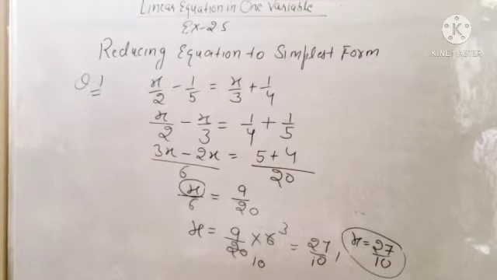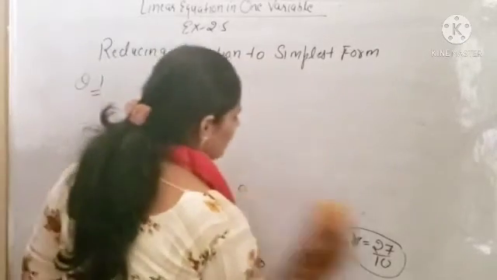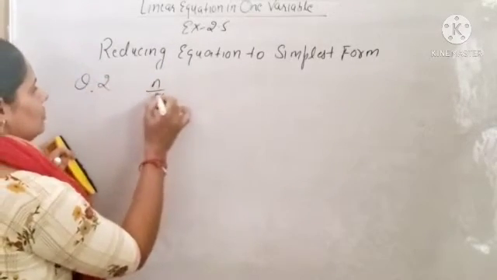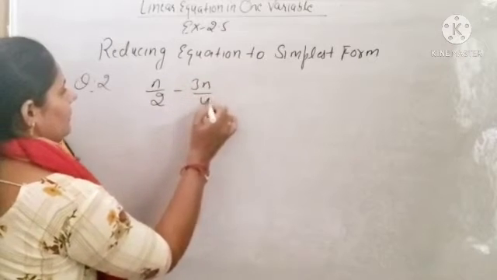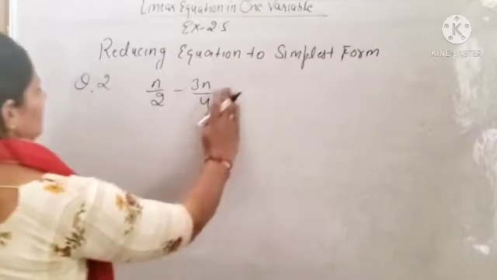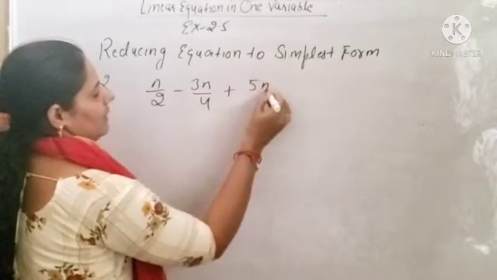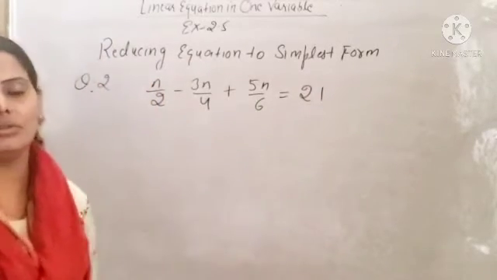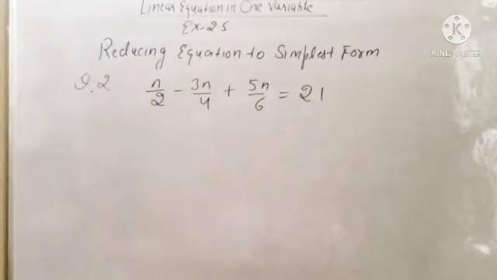n by 2 minus 3n by 4 plus 5n upon 6 is equal to 21. Okay, the equation is given, you have to solve this equation and find out the value of the variable.